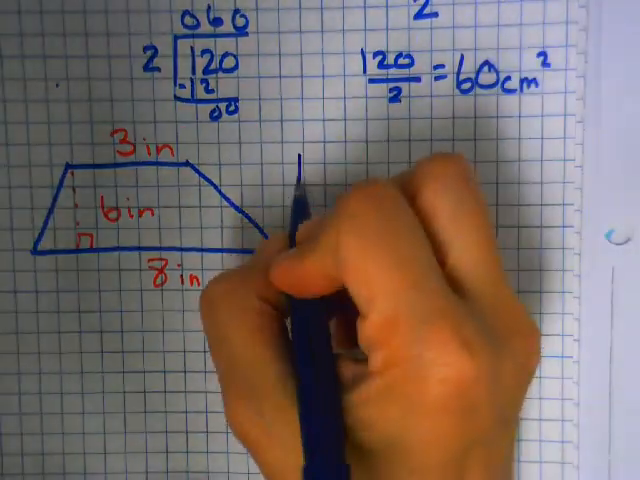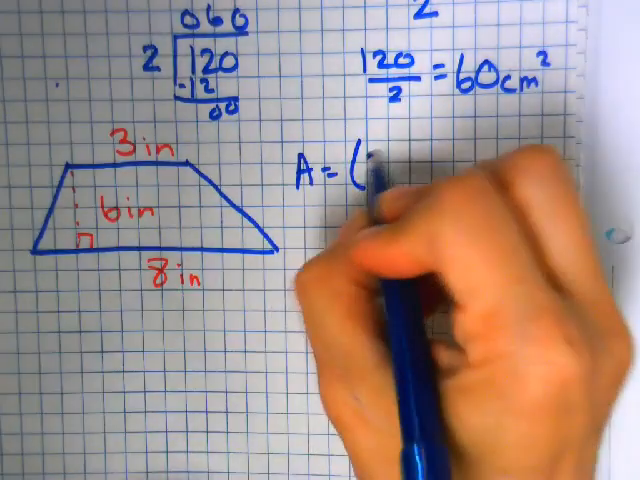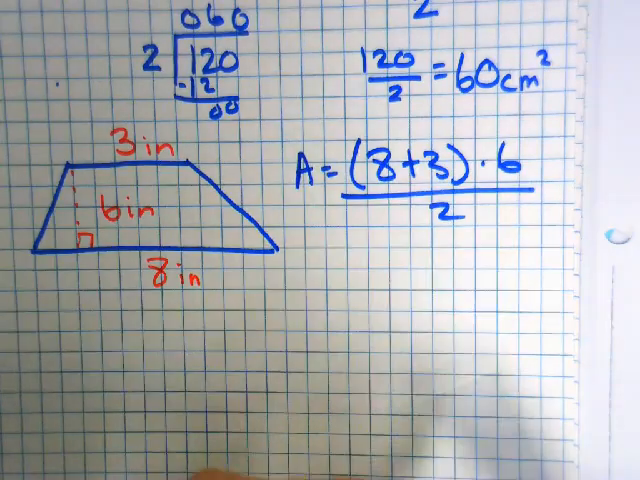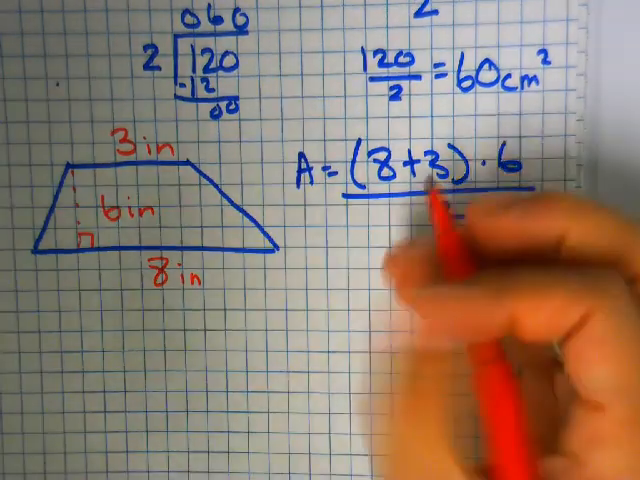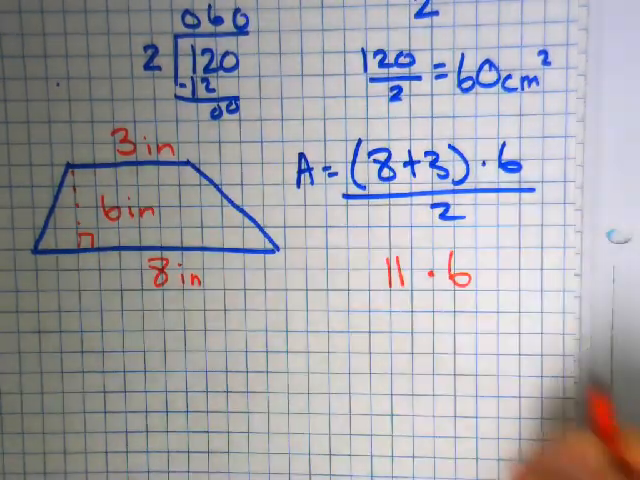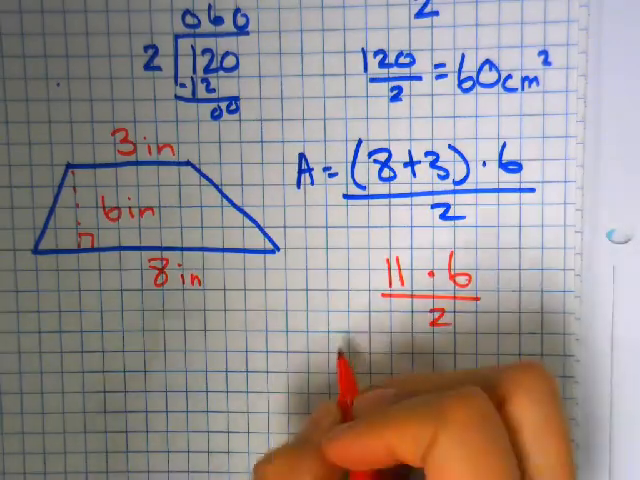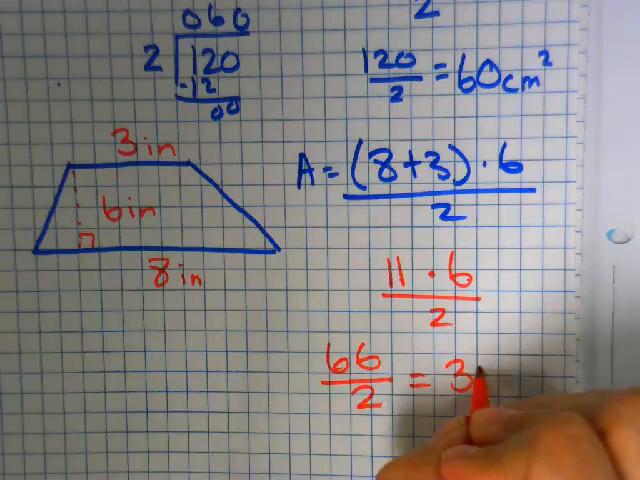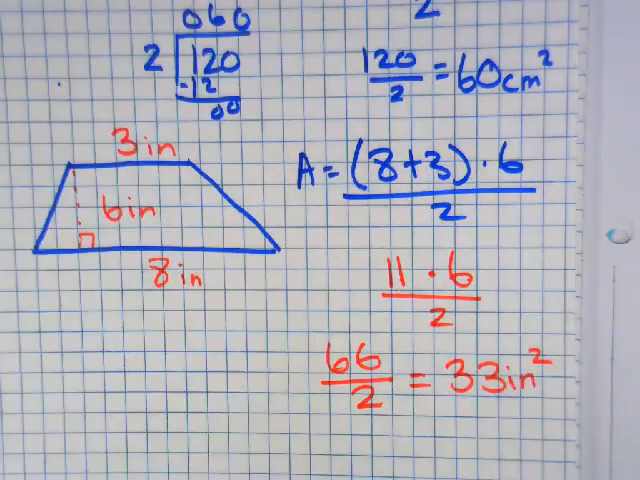All right. Area equals. You should have 8 plus 3 times 6 divided by 2. Then you do the math. That gives you 11 times 6 divided by 2. 11 times 6 is 66 divided by 2. So we do indeed get 33 inches squared.